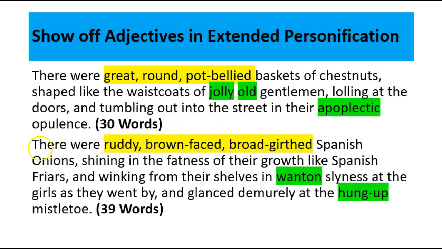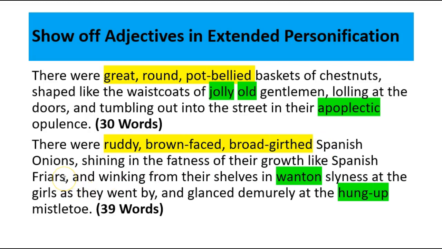Let's look at the next sentence. There were ruddy, brown-faced, broad-girthed Spanish onions. So we've got the personification again by giving them a face, and they're dark-skinned like a Spanish person would be, compared to English, especially in the winter. Shining in the fatness of their growth, so the fatness also suggests a plump Spaniard. Like Spanish friars, now he uses the simile to think, well, who would be a fat Spaniard? Let's make him a friar, someone from the church, and the church is obviously rich, and so the friars are getting fat. And he's a bit disapproving of these friars, which is allowed because they're foreign, they're Spanish friars.